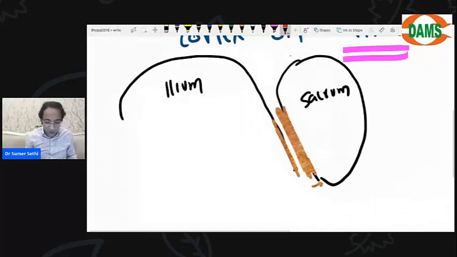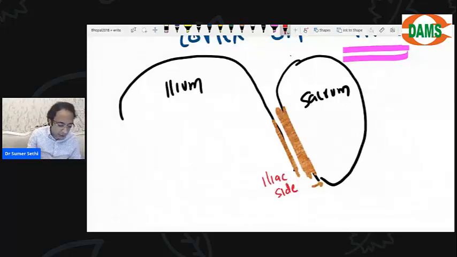Okay, so let's see now. So what I said is that the cartilage on the iliac side is thinner than the sacral side.